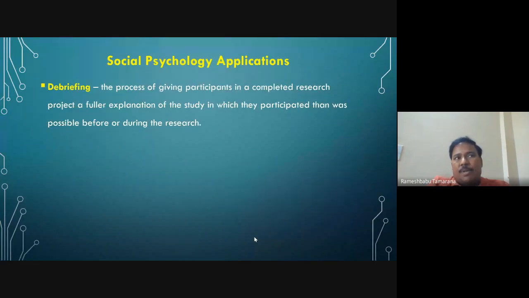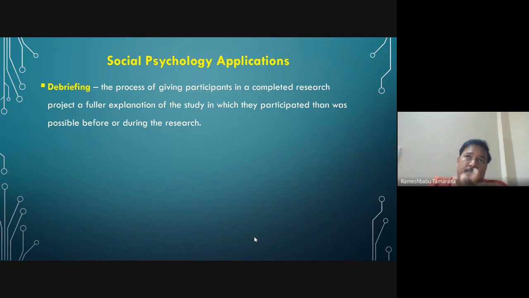Finally, debriefing. When you use deception, because you think withholding information is vital for you to collect the data, immediately after the study you need to debrief the person. Debriefing is the process of giving participants in a completed research project a fuller explanation of the study in which they participated than was possible before or during the research.